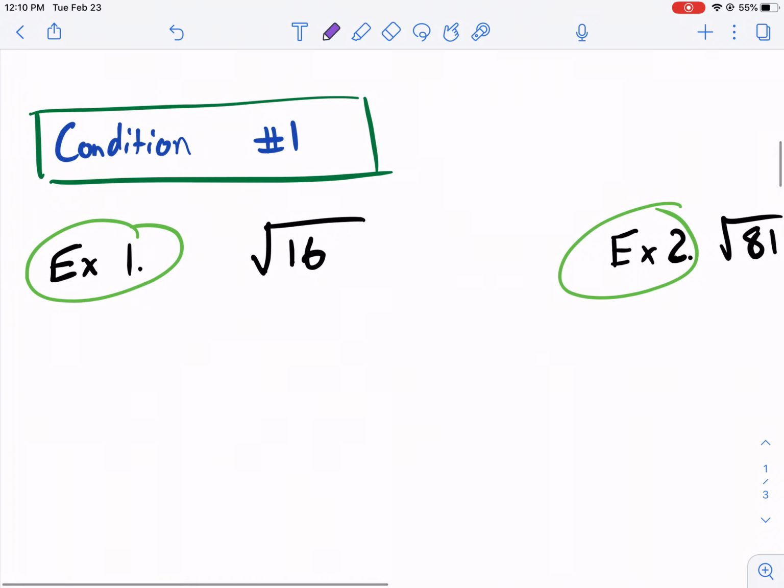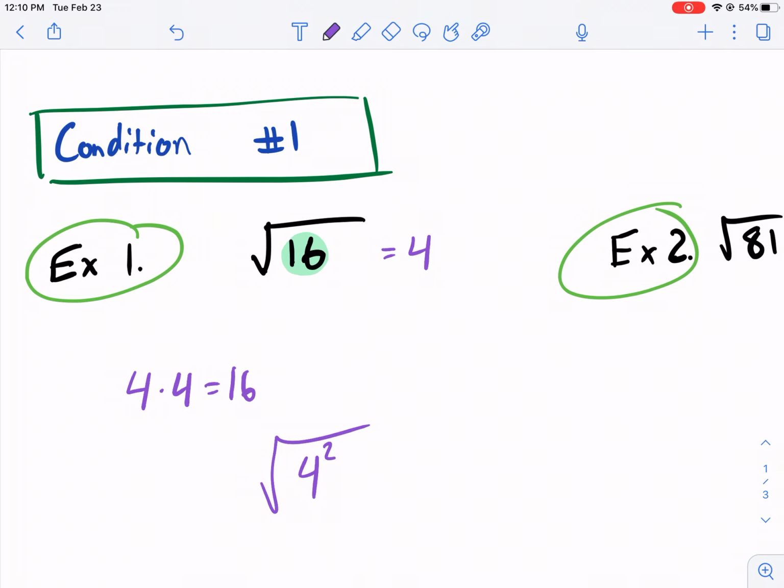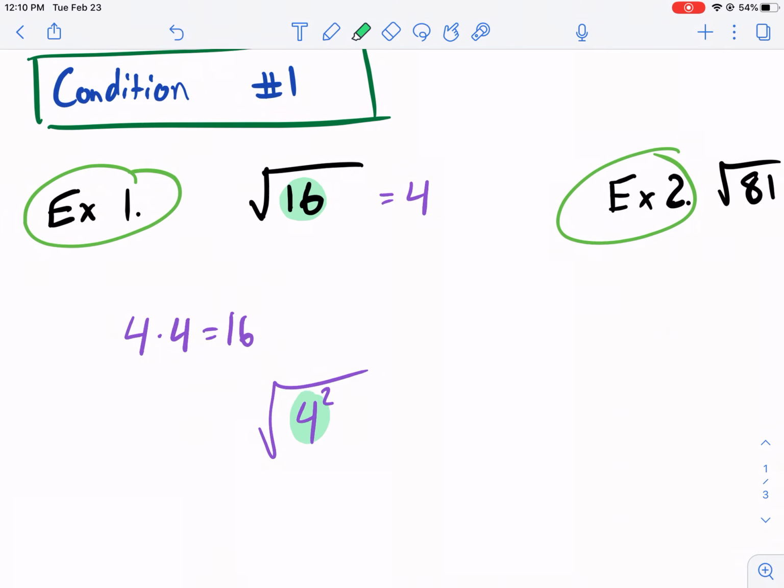Example number 1. We can clearly see that the square root of 16 is 4. But why? Why is the square root of 16 4? Well, the square root of 16 essentially is saying what times itself equals 16. Okay, and the number is 4. 4 times 4 equals 16. Another way to express this is 4 squared. 16 is the same thing as 4 squared.